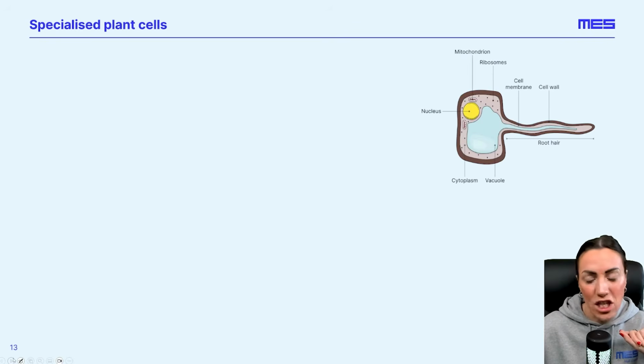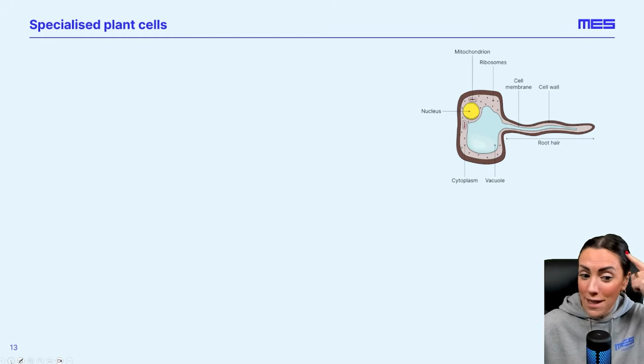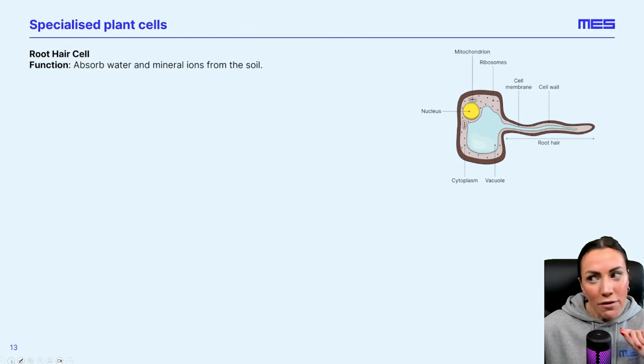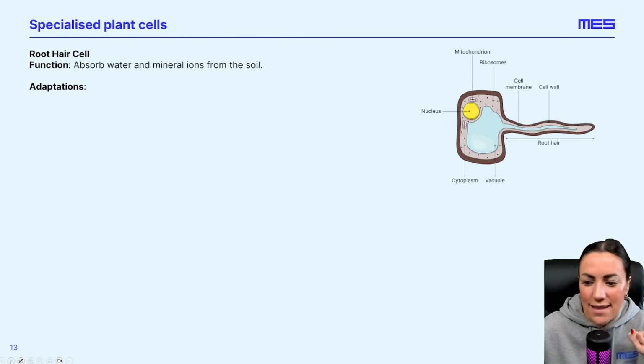We're going to look at some specialised plant cells now. The first one we're going to do is a root hair cell. So obviously these are underground, nothing to do with your hair. They are plant cells. They are found on plant roots. So the job of a root hair cell is to absorb water from the soil and mineral ions from the soil, such as nitrate ions, magnesium ions, phosphorus ions, that kind of thing.